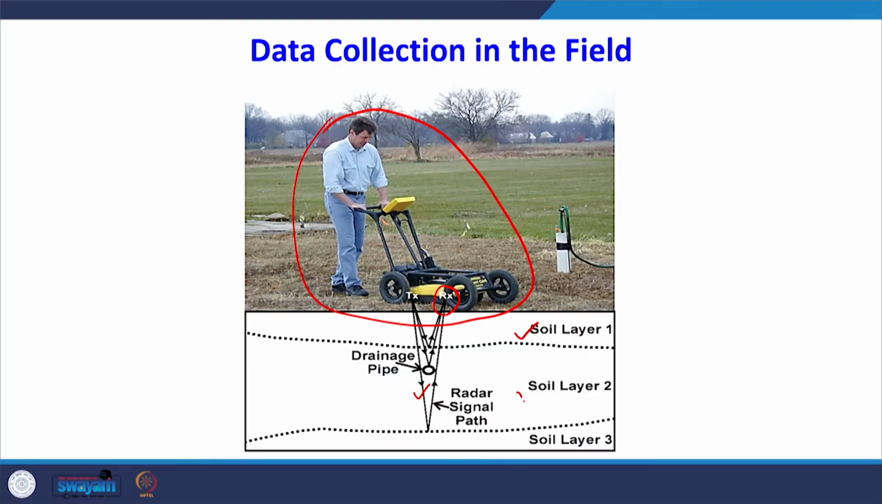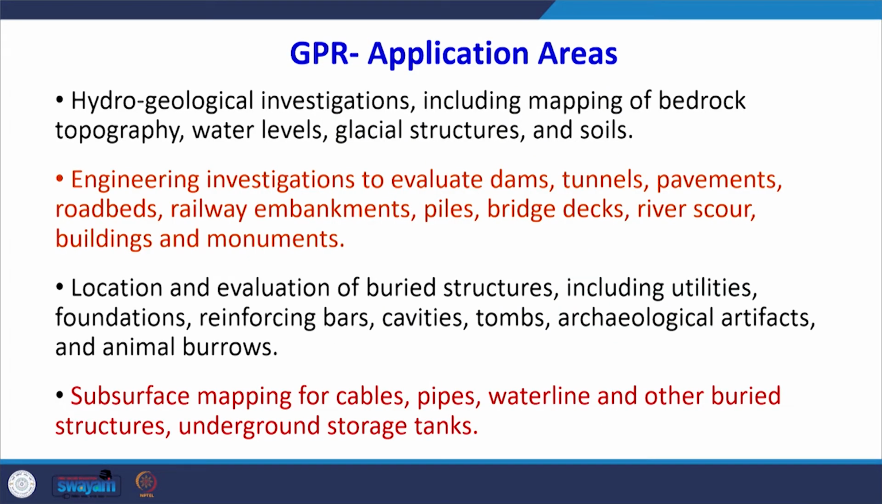And these reflected radiations which are coming from the drainage would be different from those which are coming from the soil layer. There are three types of soil layers which are shown in the diagram: soil layer 1, 2 and 3. So, the reflectance will be received from all these strata, and then we have to carry out the interpretation of the data in order to determine what kind of objects could be present below the ground.